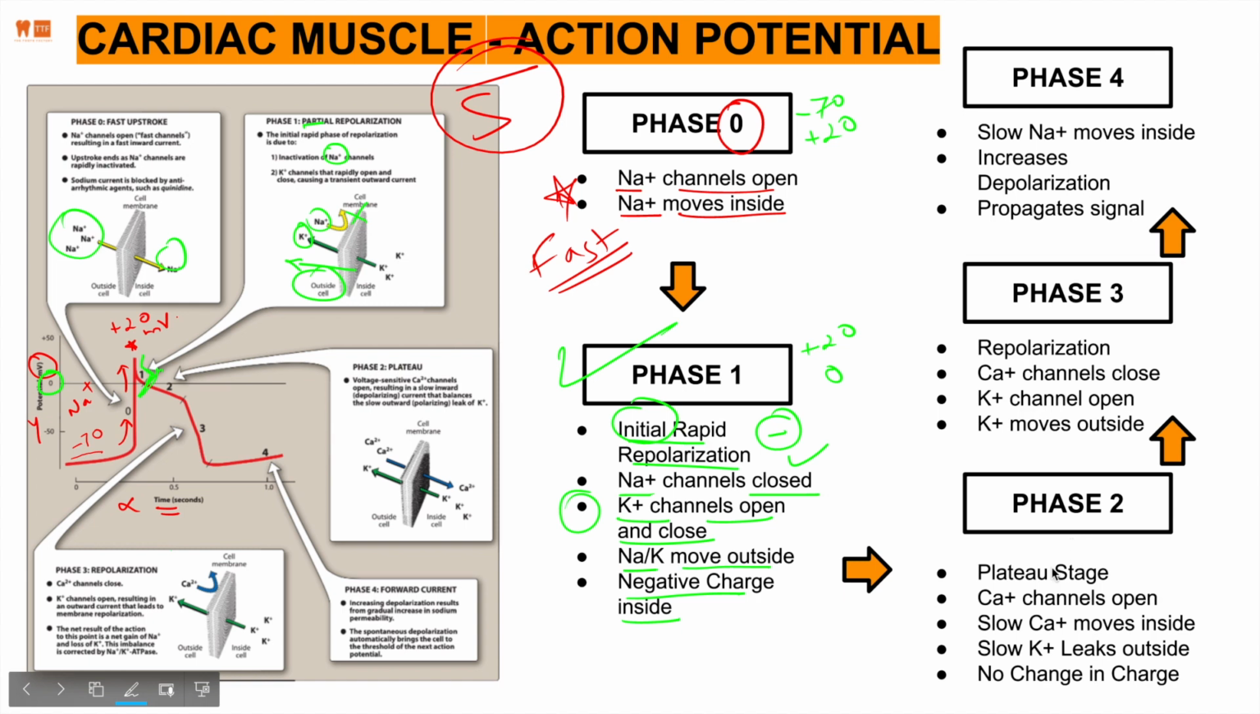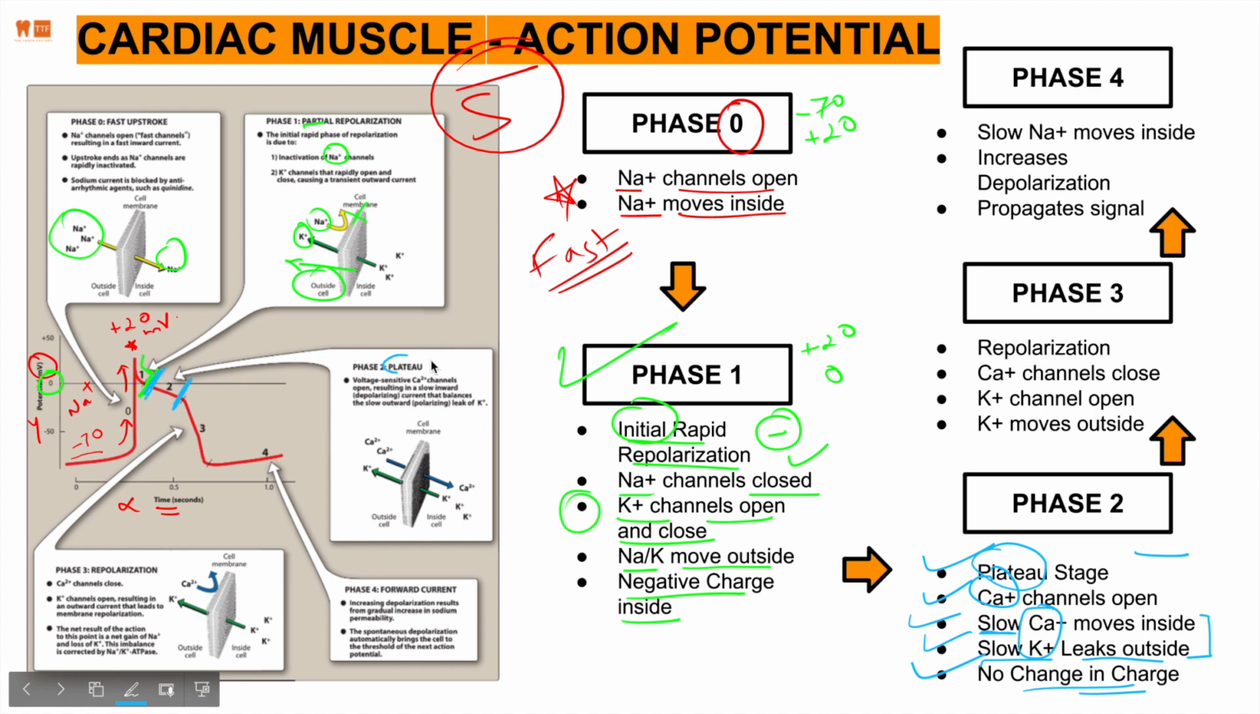We have phase 2. It's the plateau stage. Plateau means flat. No movement. It's just almost less steep. So plateau stage is when calcium channels now open up. Slow calcium moves inside, so it's slow this time, hence plateau. Slow potassium leaks outside, so there's a balance between potassium and calcium. But because of that, there's not much of a change in the electric charge. So it's right here. From this point to this point is phase 2.